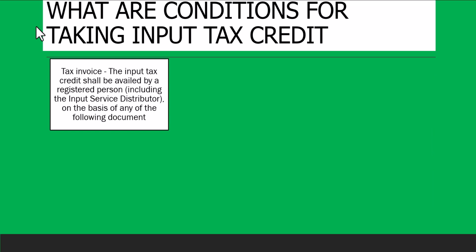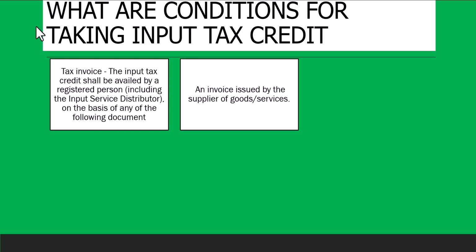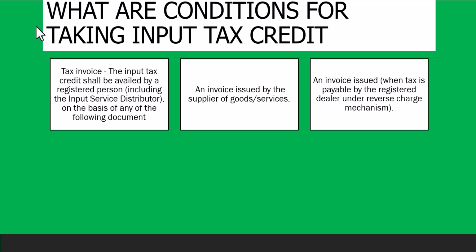What are the conditions for taking input tax credit? Tax invoice. The input tax credit shall be availed by a registered person, including the input service distributor, on the basis of any of the following documents. An invoice issued by the supplier of goods or services. An invoice issued when tax is payable by the registered dealer under the reverse charge mechanism. Basically, it is the invoice. So the document which is used for availing input tax credit is an invoice.